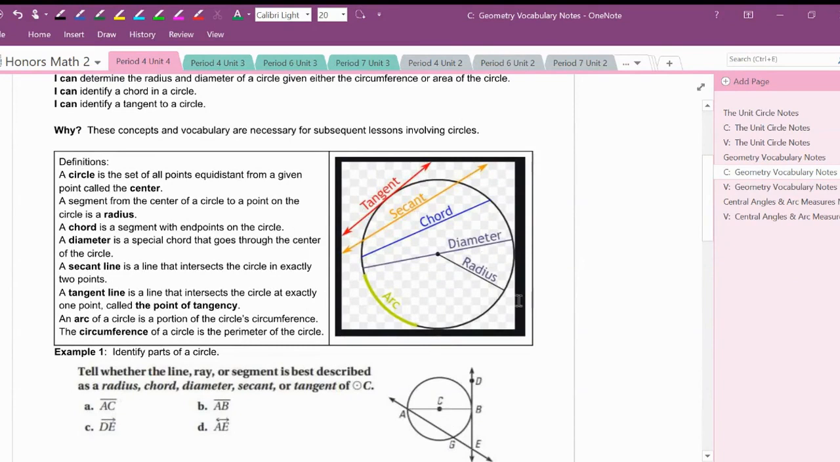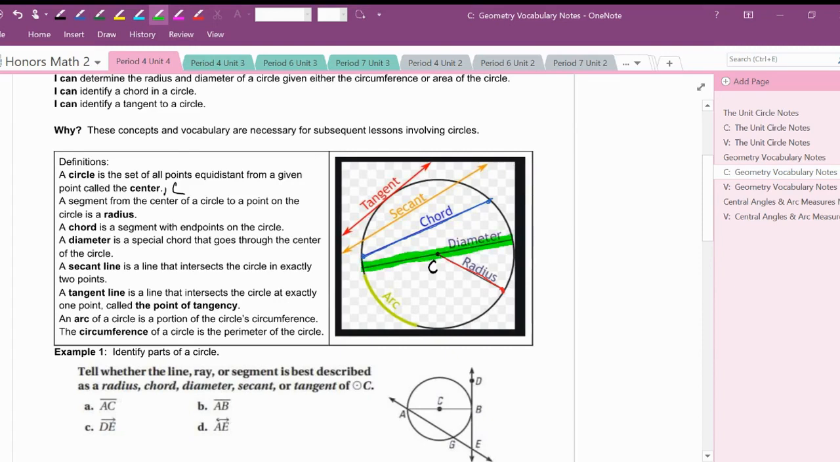All right, we have a circle, that's the set of all points equidistant from a given point, which is called the center. We usually use a capital letter for the center. And any segment that's from the center to a point on the circle would be considered a radius. A chord is a segment with endpoints on the circle. And a diameter is a special chord that goes through the center of the circle.